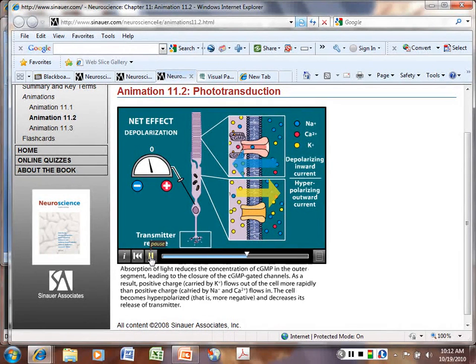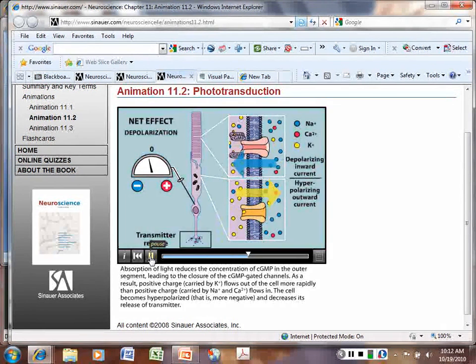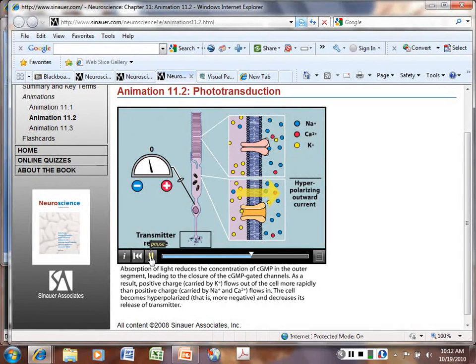Absorption of light reduces the concentration of cyclic GMP in the outer segment, leading to the closure of the cyclic GMP-gated channels. As a result, positive charge carried by potassium ions flows out of the cell more rapidly than positive charge carried by sodium and calcium ions flows in. The cell becomes hyperpolarized, that is, more negative, and decreases its release of transmitters.